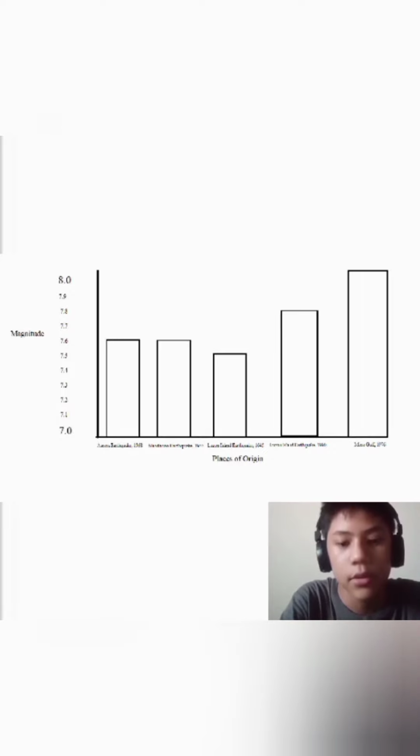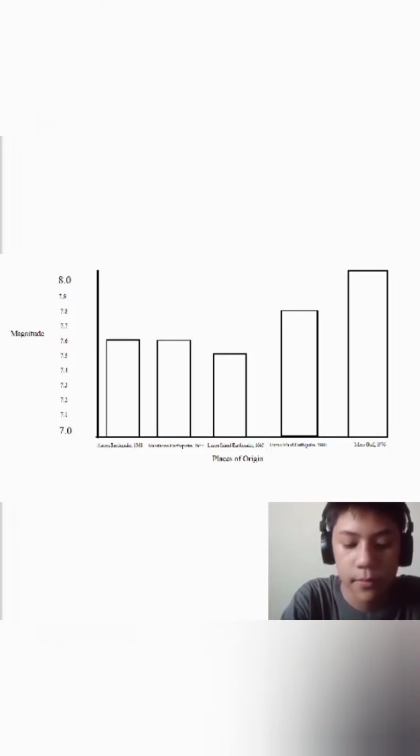At number 3, we have a 7.5 magnitude earthquake on Luzon Island on November 30, 1645. Not many records were found at that time, but it was said that more than 600 people died and more than 3,000 people were injured.